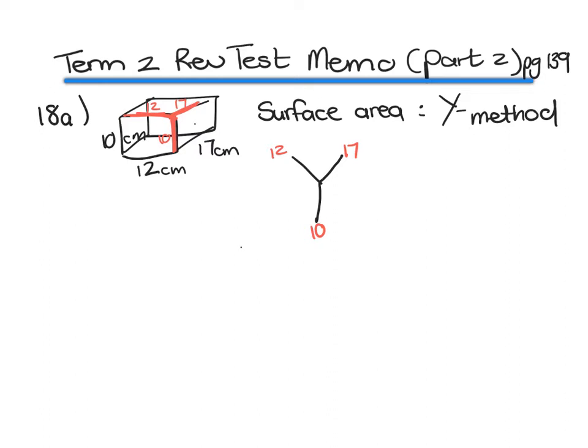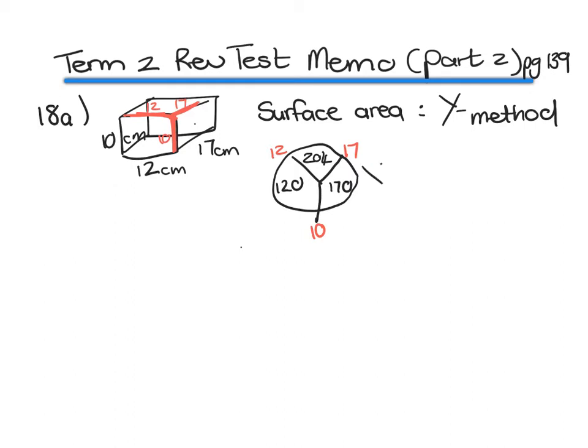Then we do 12 times 17, which is 204, and then 12 times 10, which is obviously 120, and 17 times 10 is 170. Your next step in the Y method is to put them all together and then times by 2.